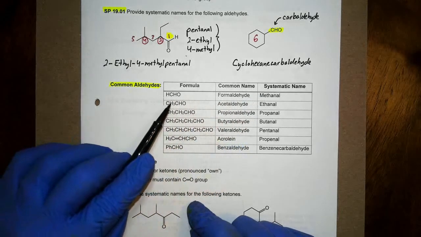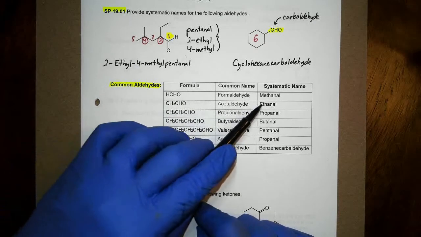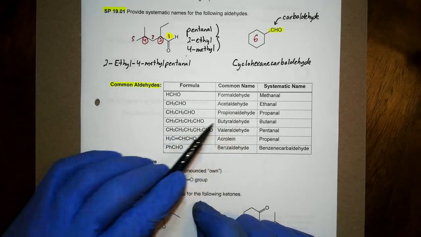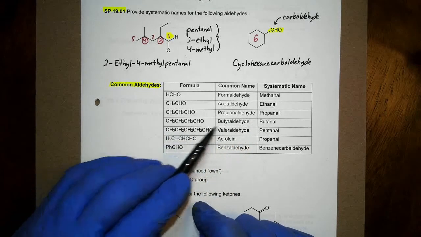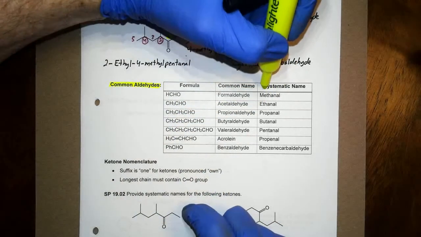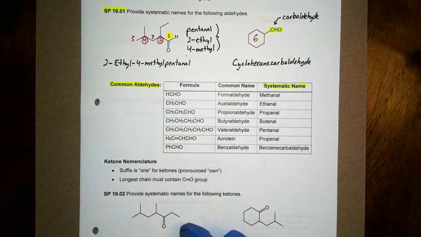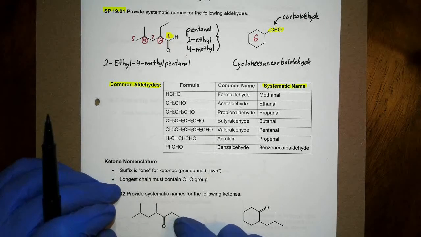Here's another one. This is the next highest homolog. This is acetaldehyde. It has two carbons. Its systematic name would be ethanal. Then we have propionaldehyde, propanal. We have butyraldehyde, butanal. This is valeraldehyde, pentanal. So you probably recognize the systematic names in terms of how it correlates to the structure more readily. But there are a few of these I would like you to commit to memory. But let's just go over this one more time.